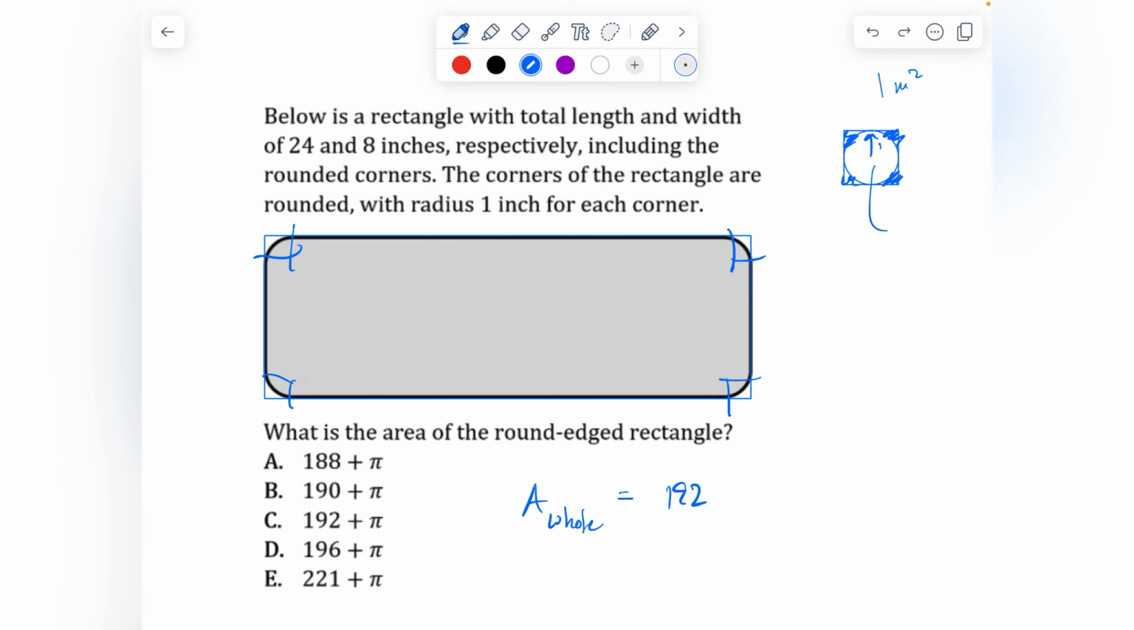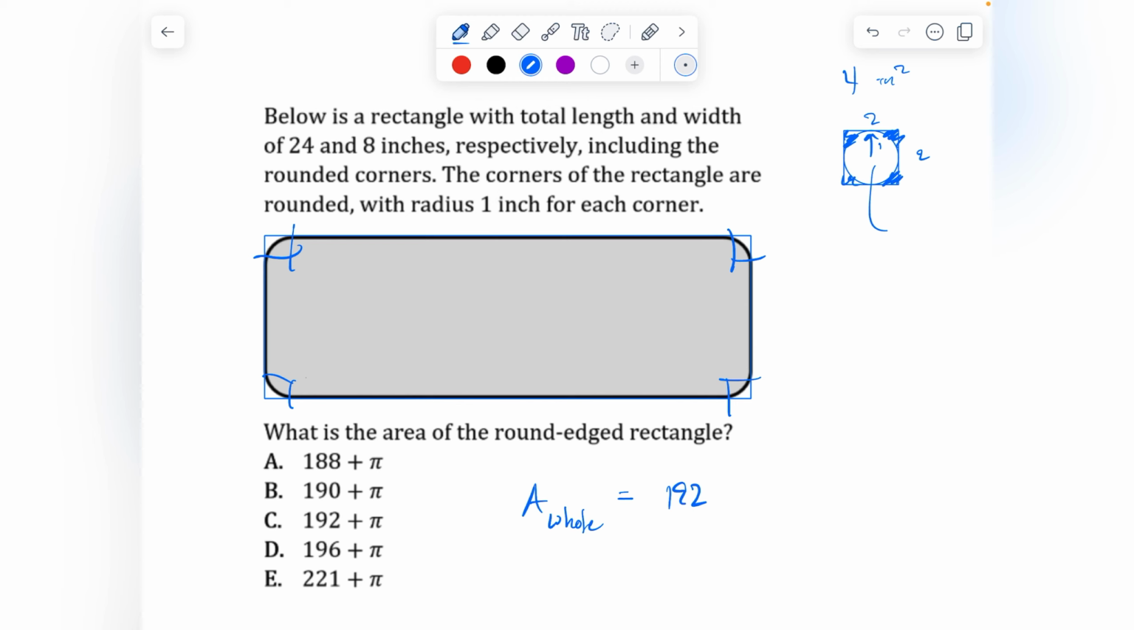So what is the area? Oh, actually this circle wouldn't be 1 meter squared. Since the radius is 1, it's actually going to be 2 by 2, right? Because the diameter is 2. Radius is 1, diameter is 2, which means the square is a 2 by 2. That's 4 meters squared, or 4 inches squared, sorry.